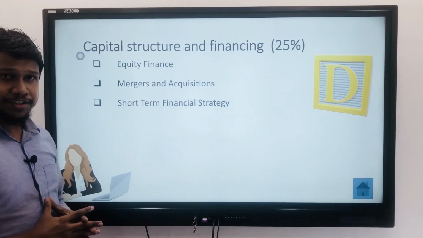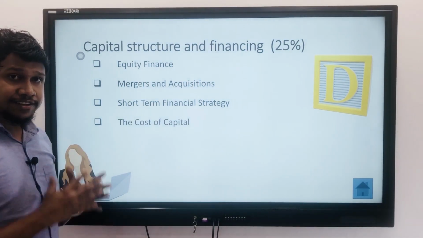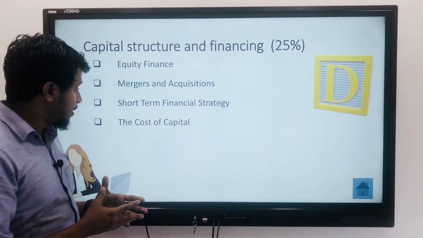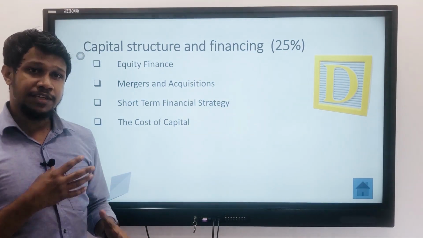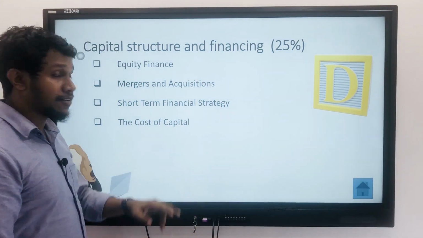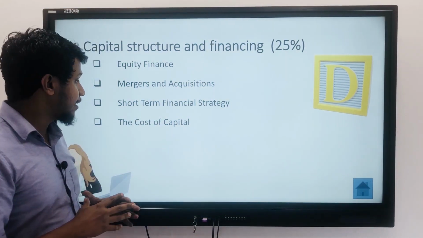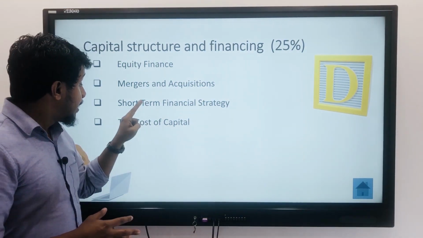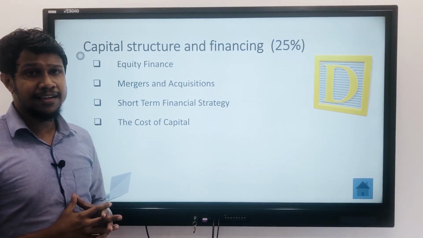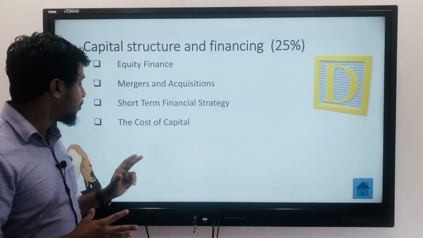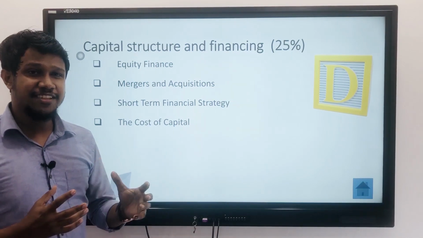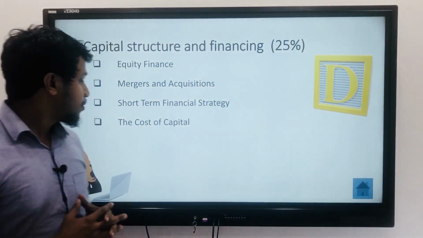Short-term financial strategy, the cost of capital. How our cost of capital is structured: weighted average cost of capital, or the capital asset pricing model. Here we are going to analyze a lot of methods and compute our cost of capital. Based on that we can take a lot of decisions. This is a very critical factor we want to know to take decisions in the organization. We want to know how to compute our cost of capital, what the basis is, and what methods are available to us. Those things are very important.